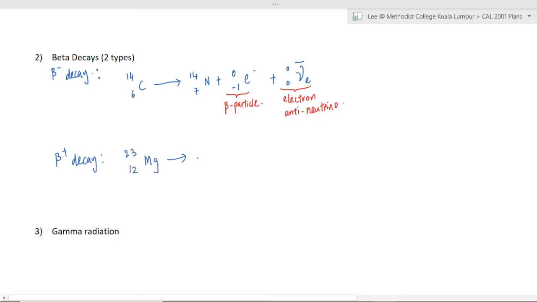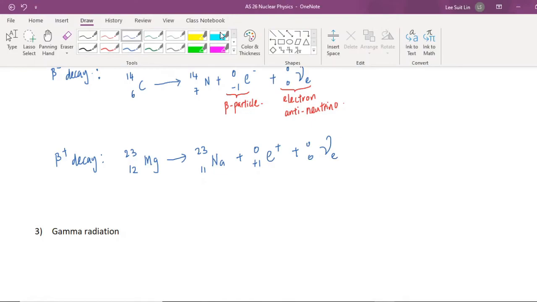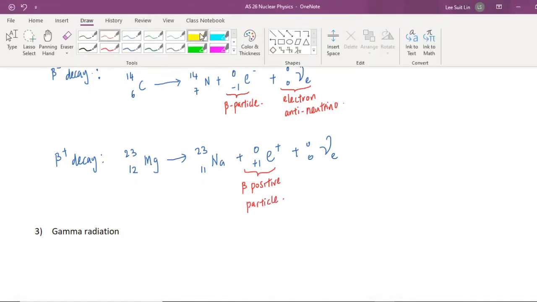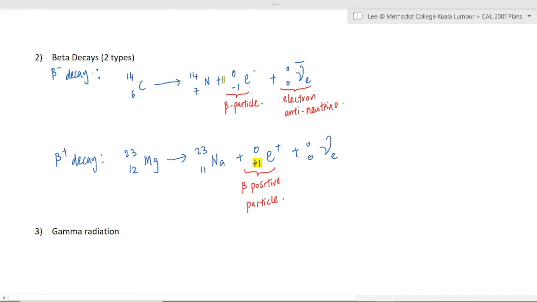For beta plus decay, you might have Mg, and it becomes sodium. You can see the proton number has gone down by 1, so you have to release a beta plus particle. The beta plus particle is also known as the positron, but I shall write it as beta positive because of the positive 1, and the other one is beta negative. But normally if you don't mention what beta it is, then it has to be negative. So this would be a beta negative particle, and this one is the electron neutrino.